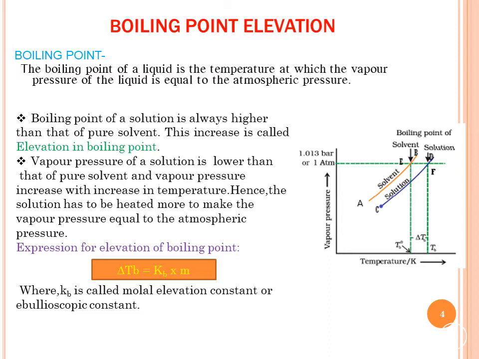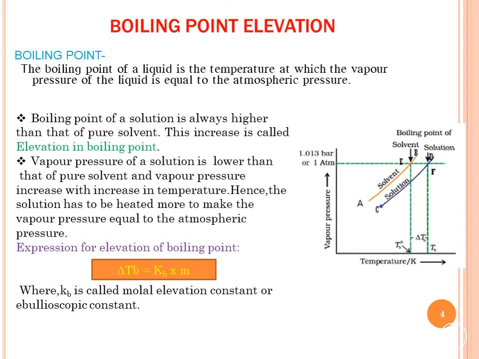Now the curve AB represents the vapor pressure of the solvent, whereas the curve CD represents the vapor pressure of the solution. We know that the vapor pressure of a solution is lower than that of the solvent. That is the reason why the curve for the solution is placed just below that of the solvent. Now see, as we increase the temperature, the vapor pressure of the solvent increases. First we will discuss the solvent.